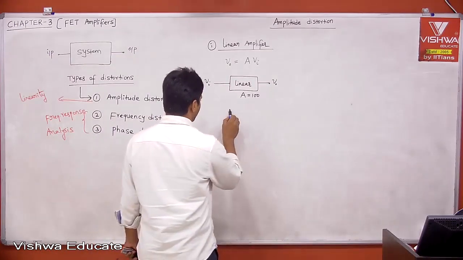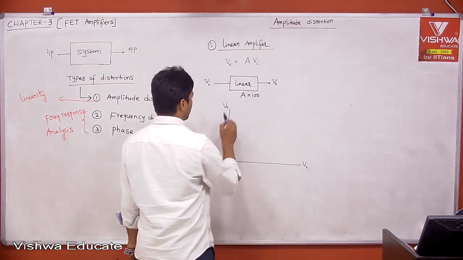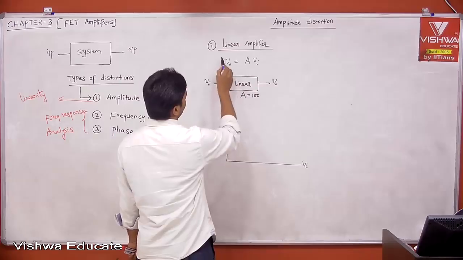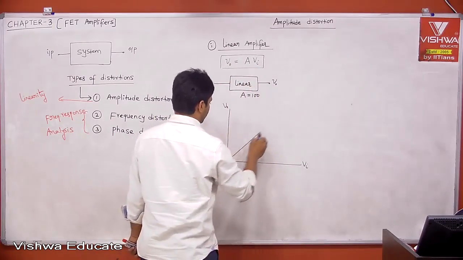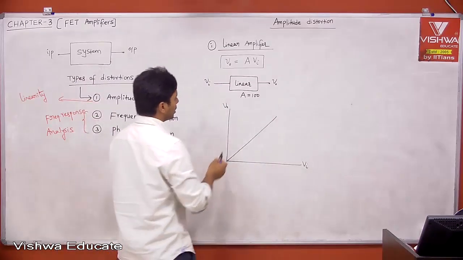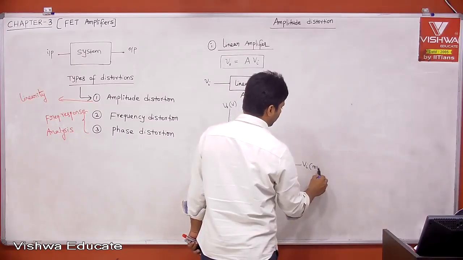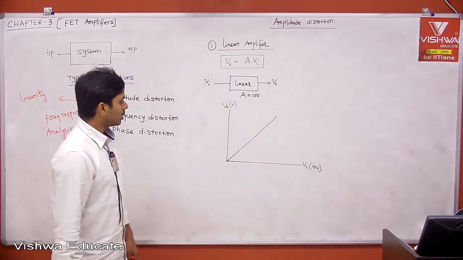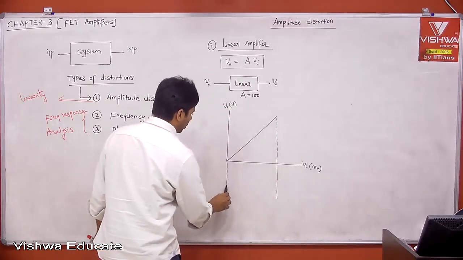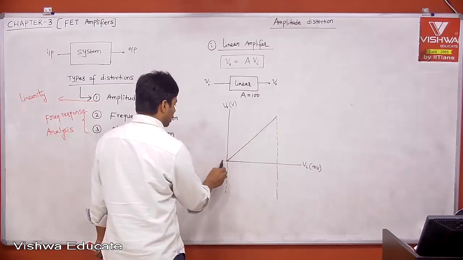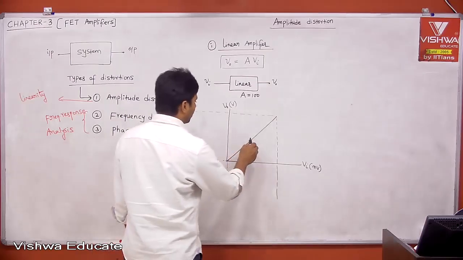If I plot, this is your Vi and this is your V0. Because V0 is equal to A into Vi, this is a linear equation, like y equals mx. Let us take V0 in volt scale and Vi in millivolt scale. This is the maximum input you can give and this is the minimum input. Corresponding to these are the minimum output and the maximum output.